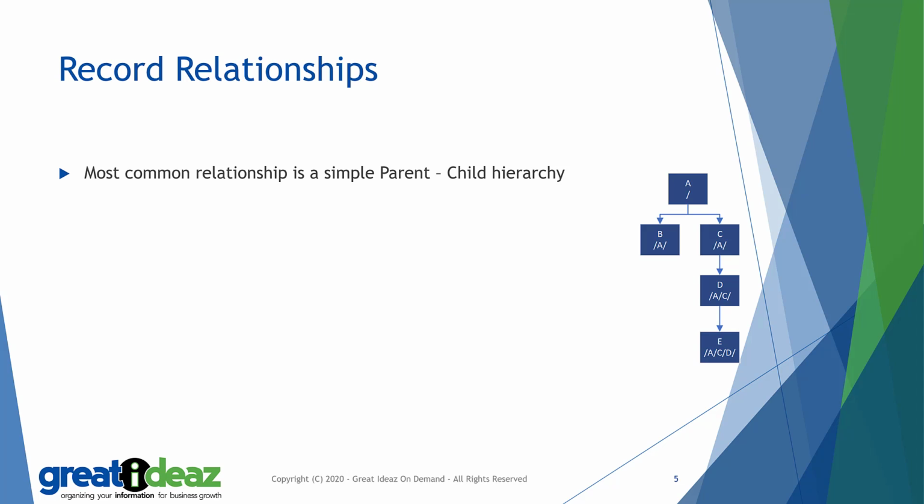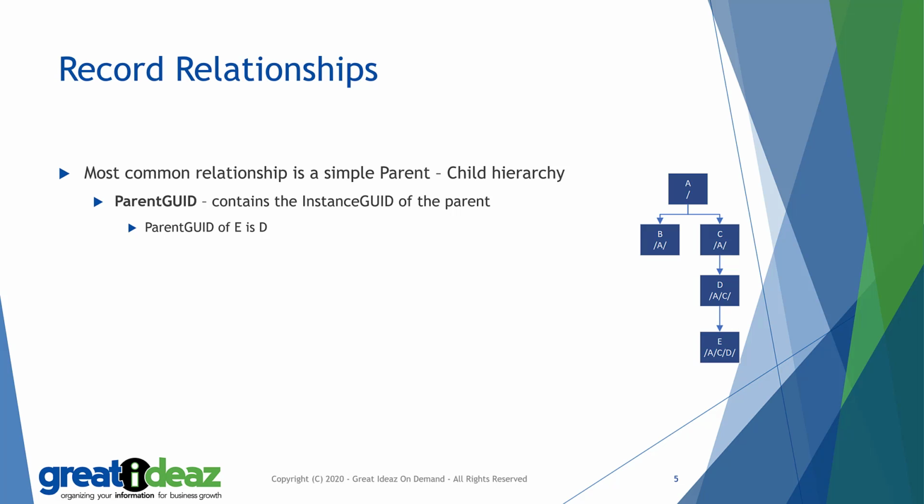When you examine most relational databases, the most common relationship you find is a simple parent-child hierarchy, as illustrated by our example on the right. If you think about our metadata from the previous slide, the parent GUID is going to contain the instance GUID of the parent. So for example, in this case, the parent of record E is D.